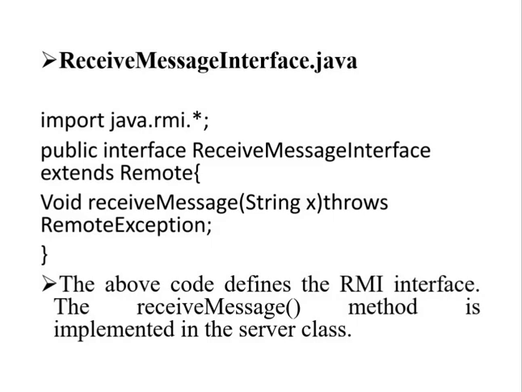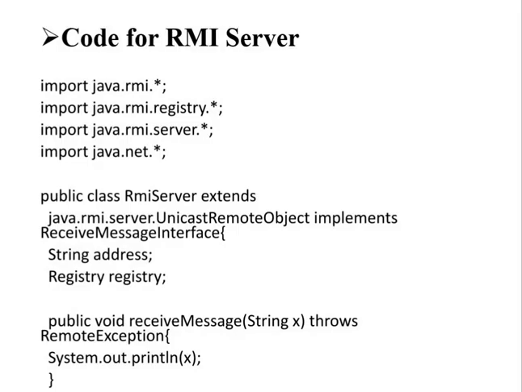The IP address or the host name as well as the port number are used to access this registry from the remote device. Create a registry: the function creates and exports a registry on the local host that accepts requests on the specified port. This is the explanation of this ReceiveMessageInterface.java program. Then now the code for the RMI server. This is the code, the program used for the RMI server.